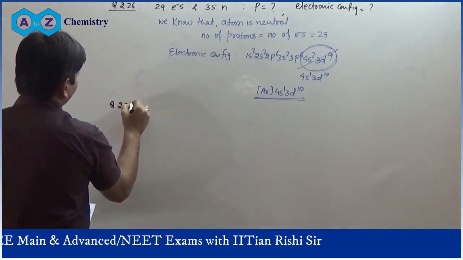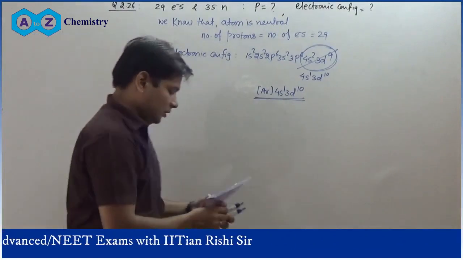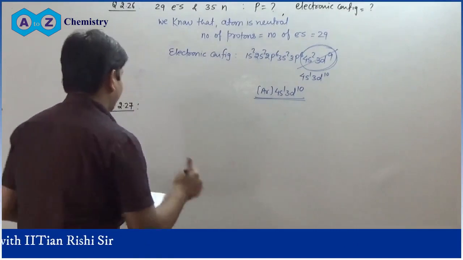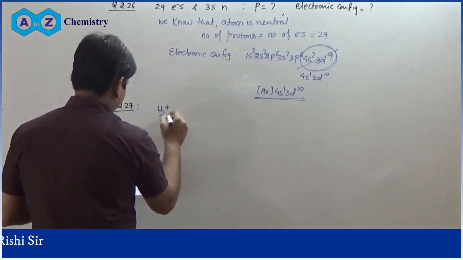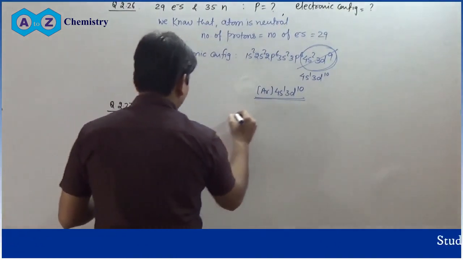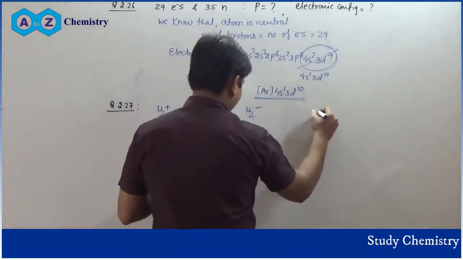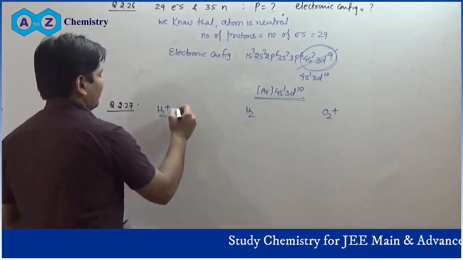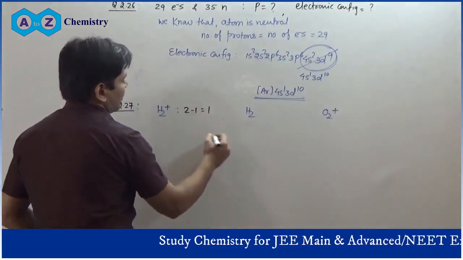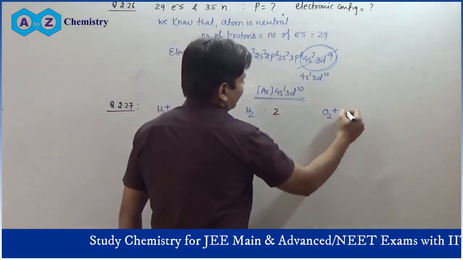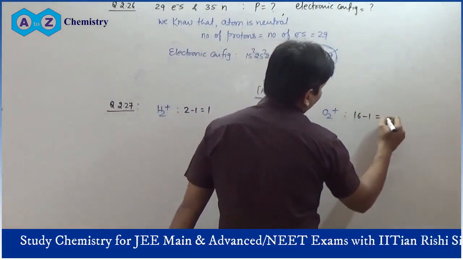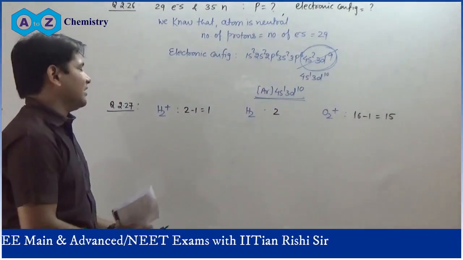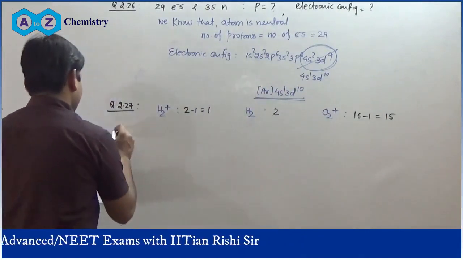Question number 2.27 is to give the number of electrons in the species H2+, then H2-, then H2, and then O2+. You can easily calculate the number of electrons. 2 minus 1 is equal to 1. Here you will have 2, and here you will have 16 minus 1, that is equal to 15. Plus means electron is subtracted, minus means electron is added. This is easily calculated.